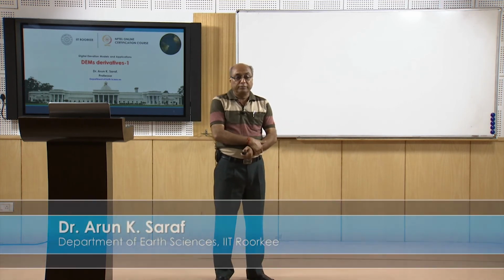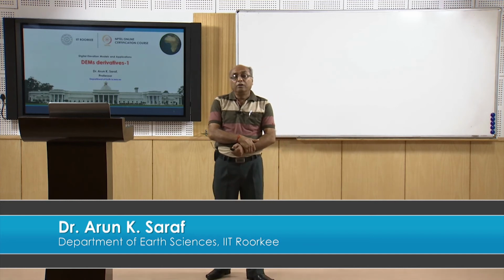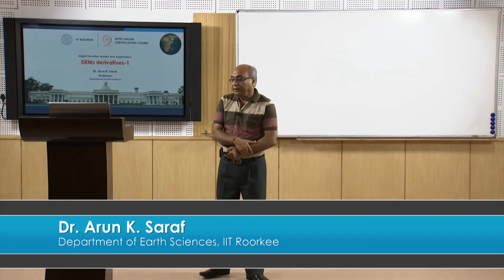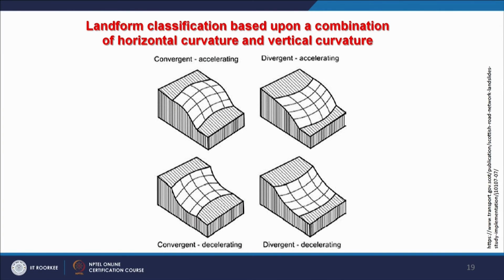Now land classification or terrain classification is also possible based upon a combination of both these curvatures, horizontal or plan curvature and vertical or profile curvature, as shown here. When convergent things are there, then it is associated with accelerating flow. When you are having divergent, these lines indicate whether they are converging or diverging, and they are basically showing the shapes of our cells which represent the sloping surfaces.